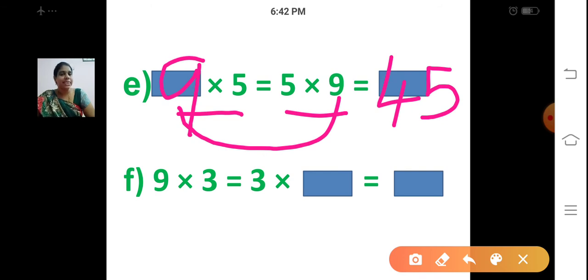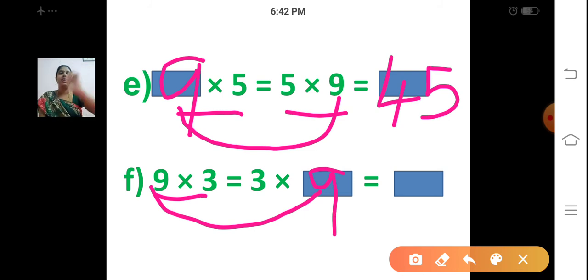F sum: 9 into 3 is equal to 3 into, it's easy. 9 into 3 we know, just change the order for this. So 9 into 3 is equal to 3 into 9, right? Now tell me, 9 threes are 27. Write down 27. Have you all written?